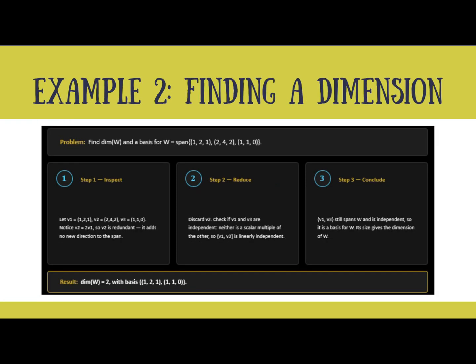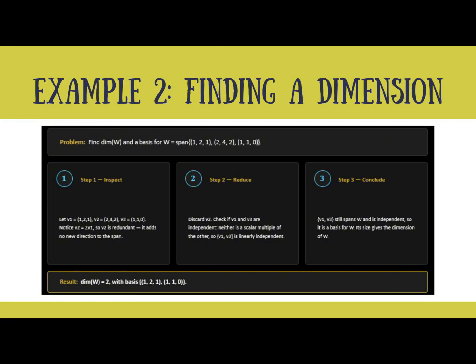Example 2. We are given the subspace W equal to the span of the vectors (1, 2, 1), (2, 4, 2), and (1, 1, 0), and we are asked to find its dimension and a basis. First, observe the vectors carefully. Notice that the second vector, (2, 4, 2), is simply 2 times the first vector. Because of this, the second vector does not contribute a new direction. So, we remove it.